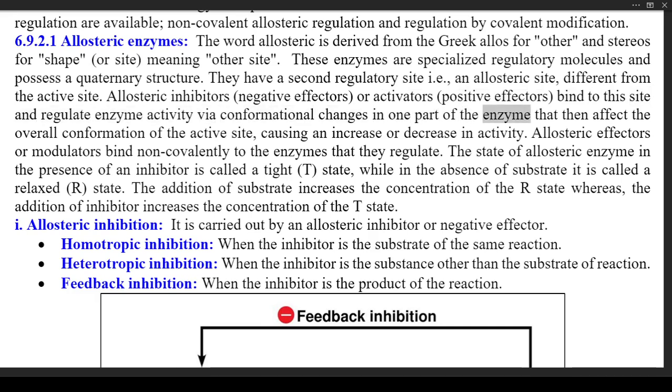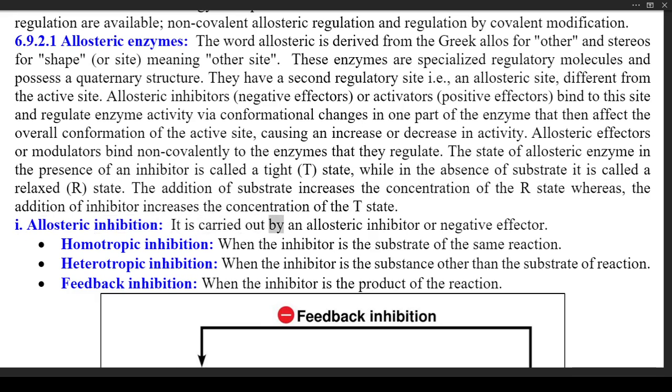one part of the enzyme that then affect the overall conformation of the active site, causing an increase or decrease in activity. Allosteric effectors or modulators bind non-covalently to the enzymes that they regulate. The state of allosteric enzyme in the presence of an inhibitor is called a tight, T, state, while in the absence of substrate it is called a relaxed, R, state. The addition of substrate increases the concentration of the R state, whereas the addition of inhibitor increases the concentration of the T state.